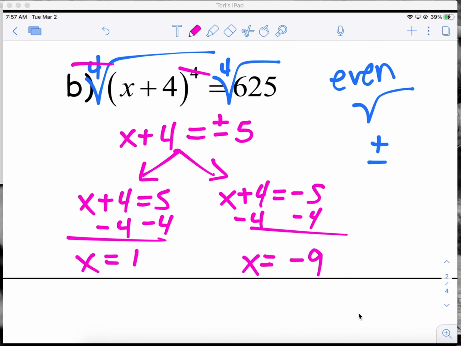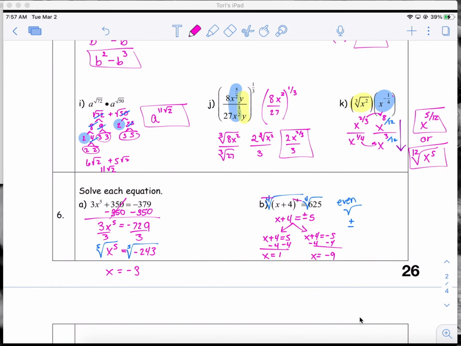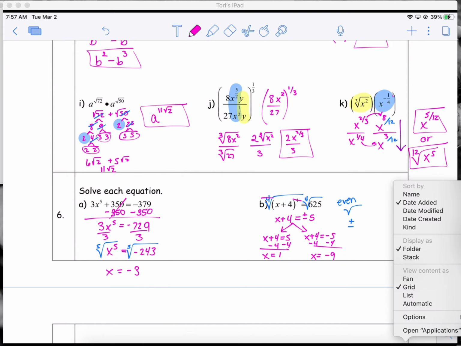If this was a quiz or test, you'd want to check for extraneous, make sure both of those work. I'm going to tell you that they both do, but the point of this question was to make sure you ended up with 2 answers. Okay? That is the end of our second video. I will make one more video for the last pieces.